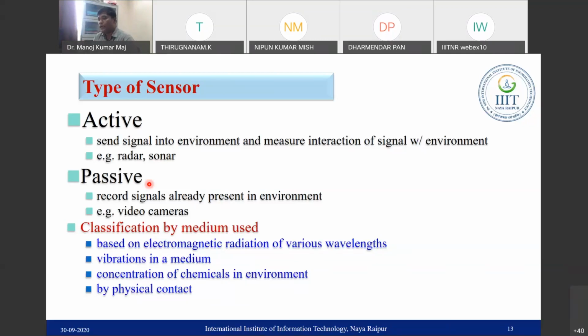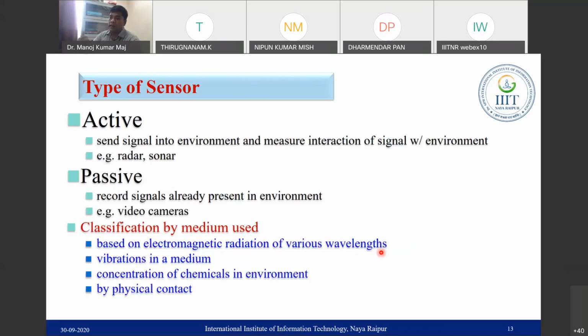So but it can't send any signal to the environment. So that's why this kind of device is known as a passive device. And there are different types of classifications by the different medium used. So that kind of classification can be done maybe based on electromagnetic radiation of various wavelengths.